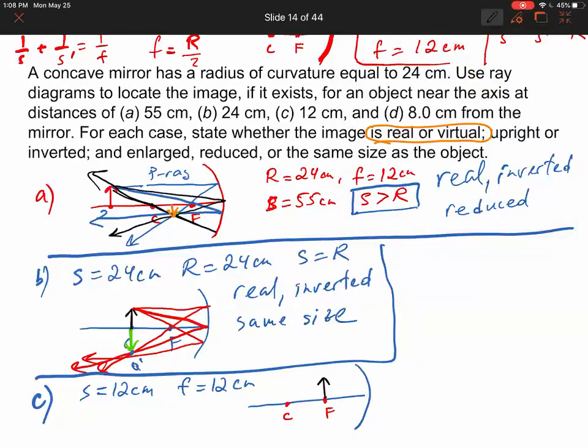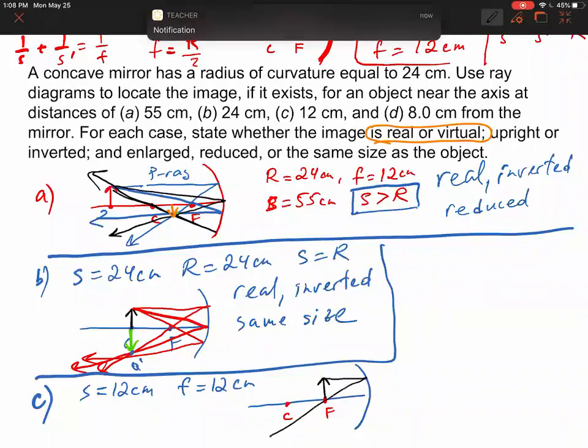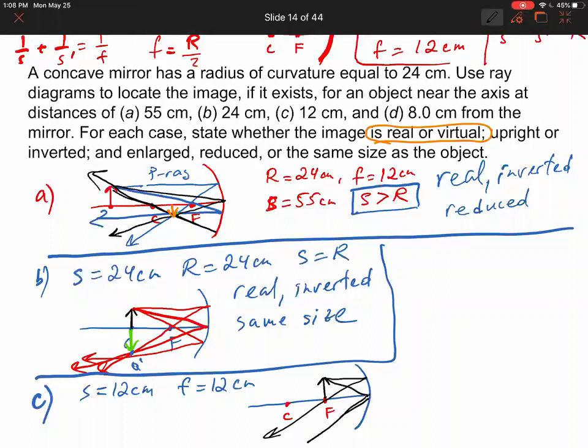I can't use the F ray in this case, but I can use the P ray, parallel, then through the focal point. And I can also use the V ray, the vertex ray, which goes like this. And then I can use the C ray too, which goes like that. Now look at all those three rays that are reflecting. Do you see the pattern? Do you see how they're oriented? Well, they are parallel to one another.